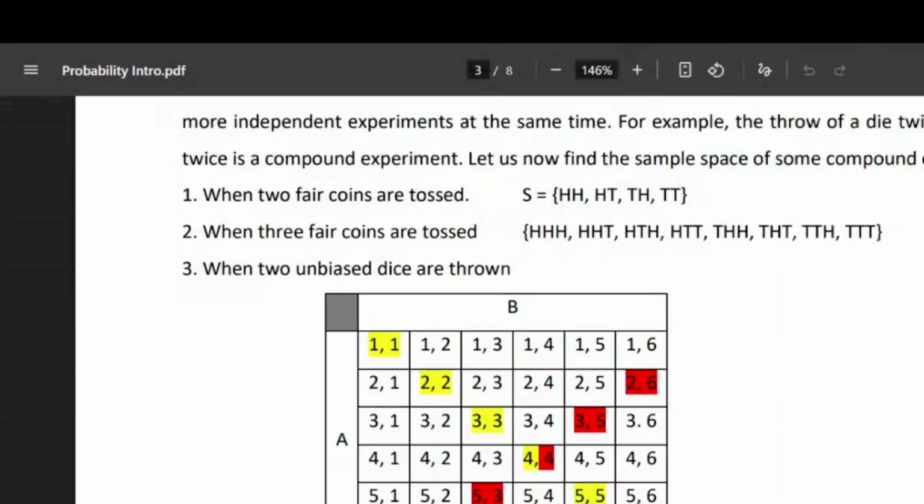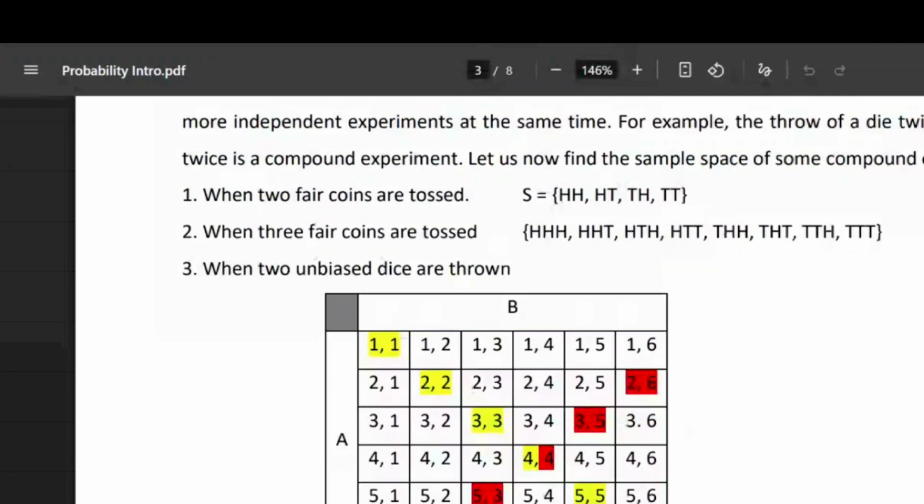Once again, tossing two coins together is the same as tossing a coin after the other. If you toss the first coin and toss the second one, what you are likely going to see is that the first coin brings head, the second one also brings head. The first one brings head, the second one brings tail. Or the first one brings tail, the second one brings head. The first one brings tail, the second one also brings tail. These are the only possibilities when you toss two coins together.